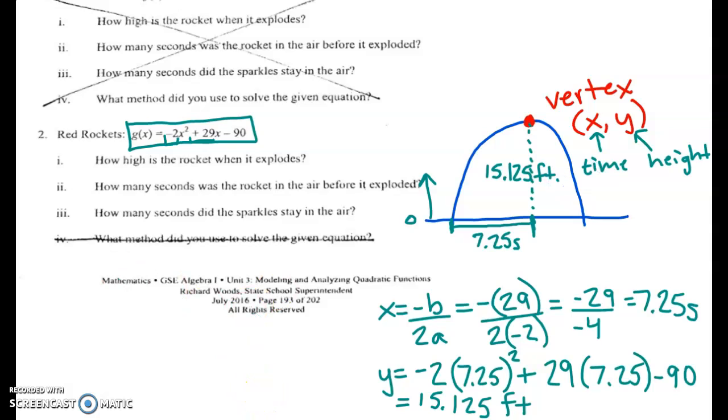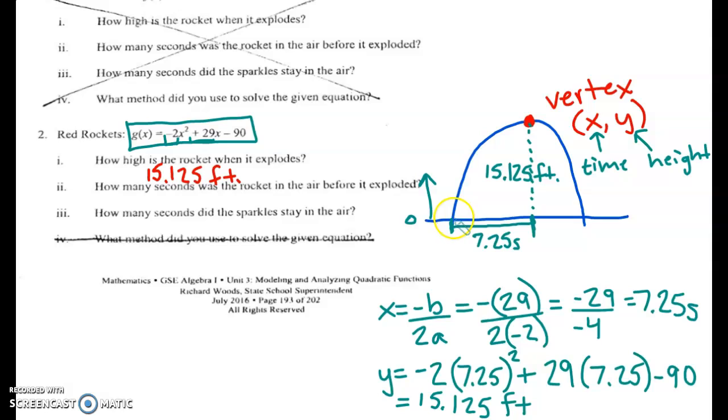Okay, so now we can go ahead and answer these questions. How high is the rocket when it explodes? Well, it was 15.125 feet high. You've got to put the unit, because if you just say 15.125, is that in inches? Is that centimeters? Is that miles? In meters? We don't know. You have to tell what it is measured in. It's measured in feet.